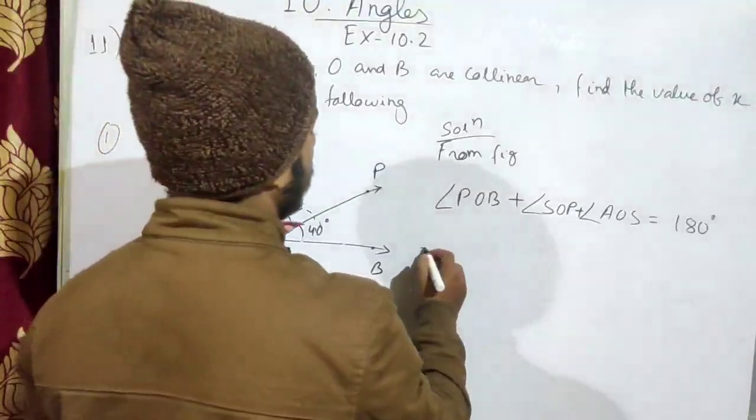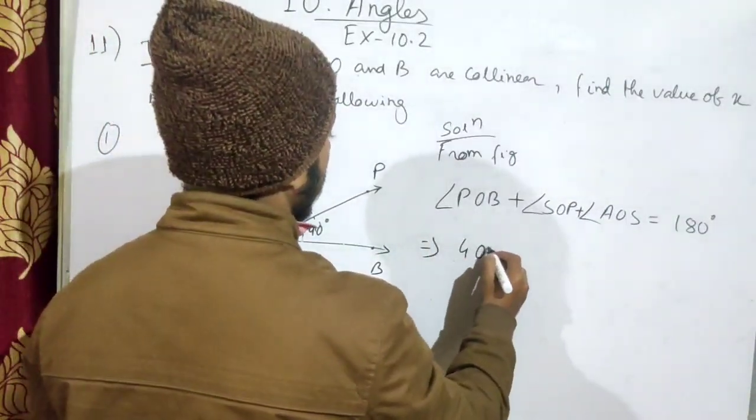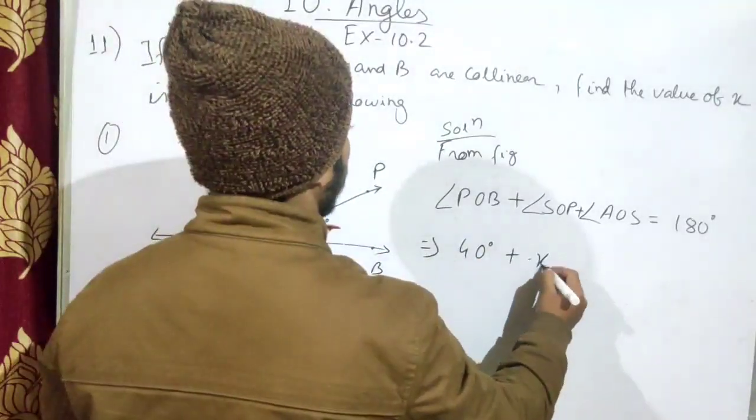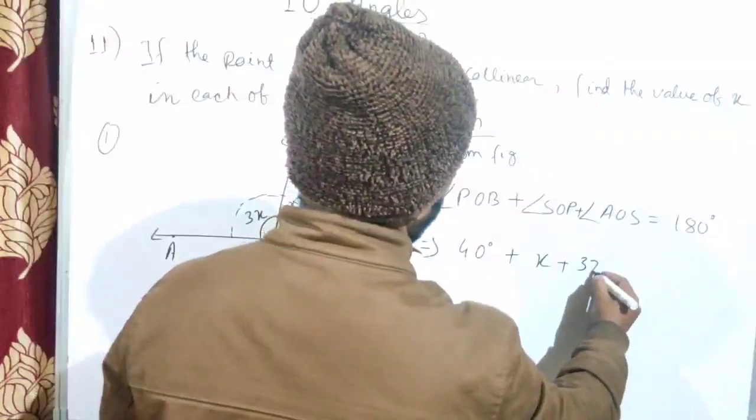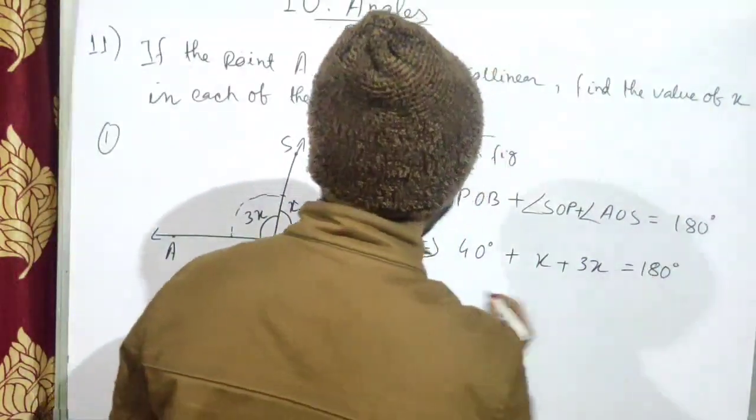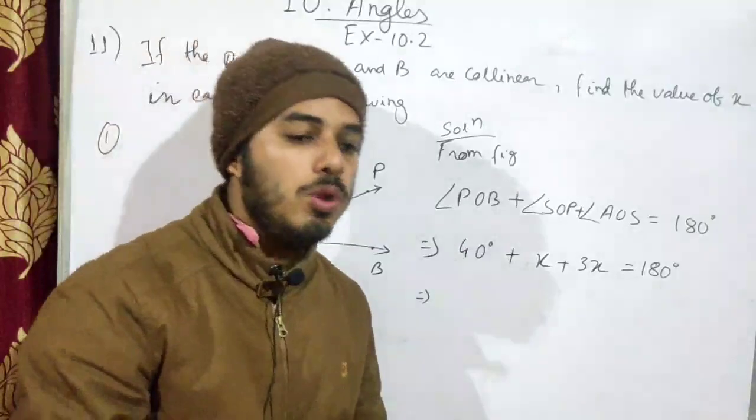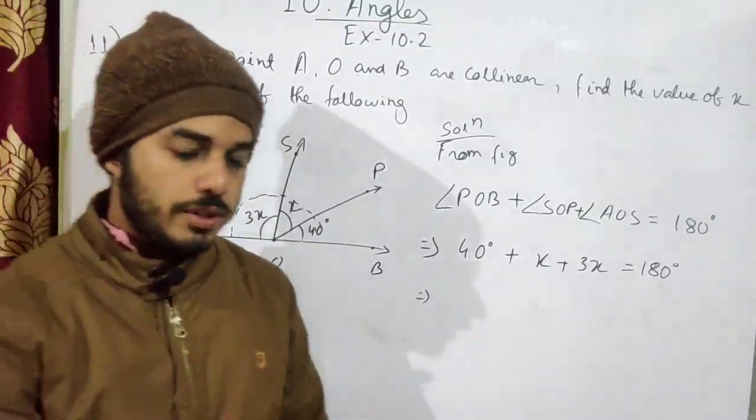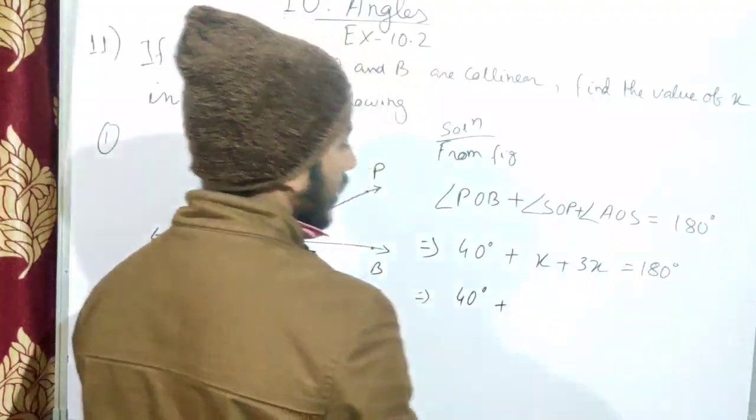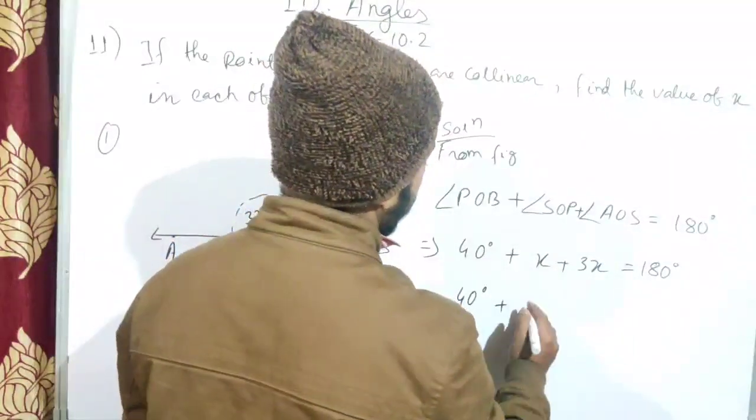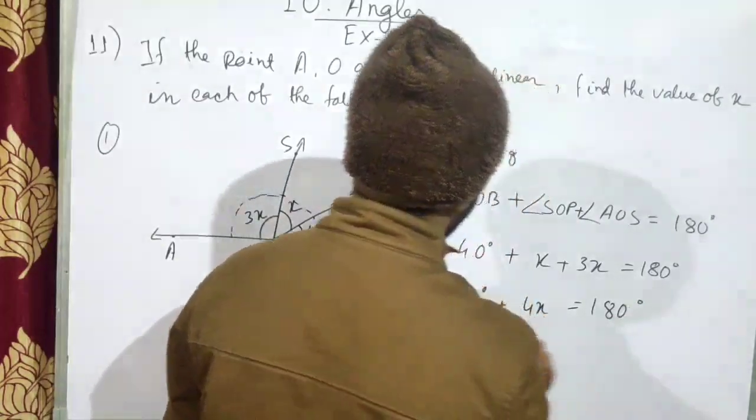Okay. So now look at the board. The value of POB is what? It is 40 degrees. Next, the value of SOP is x. Next is AOS. It is 3x. So now look, x and 3x are the two variables, and we will be adding the variables. You can consider 40 as a constant. So we have 40 degrees plus x and 3x. What does it become? x plus 3x becomes 4x. Clear? So it will be 4x equals 180 degrees. Clear? Next is what?